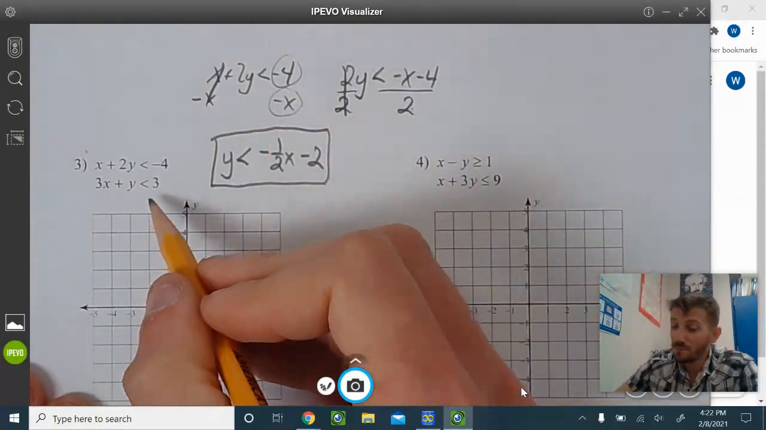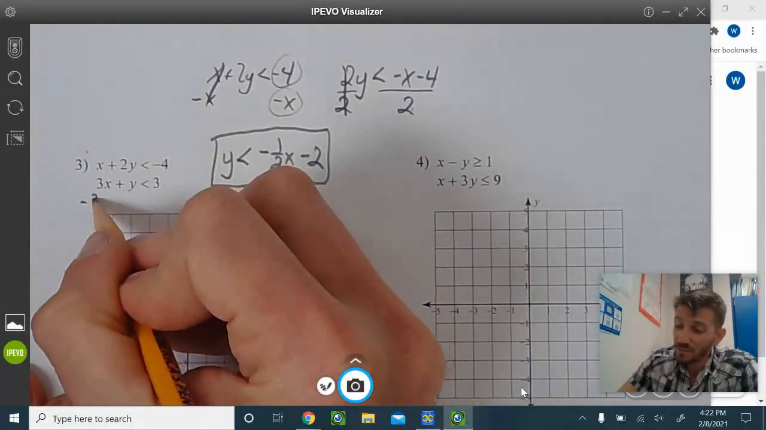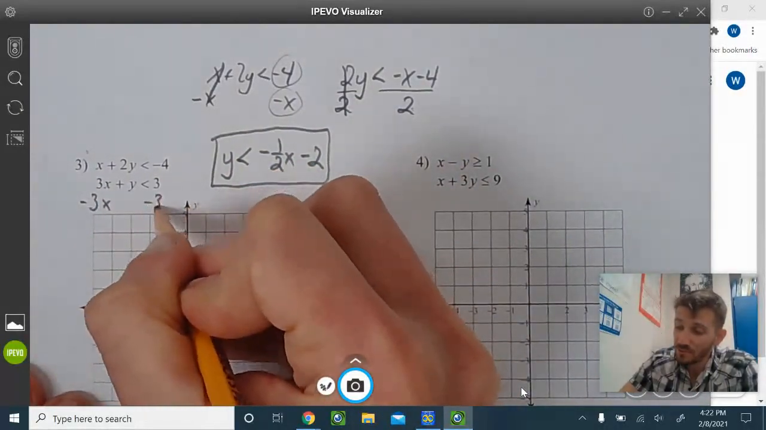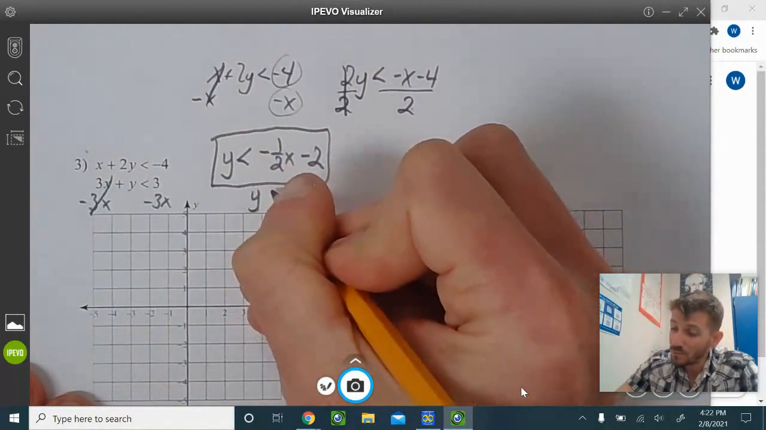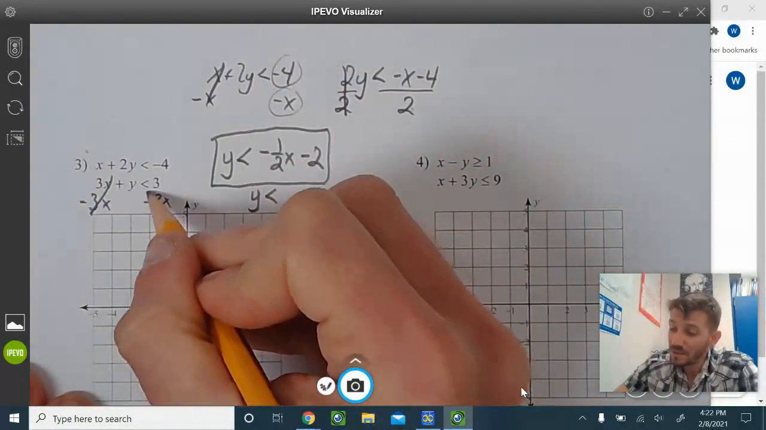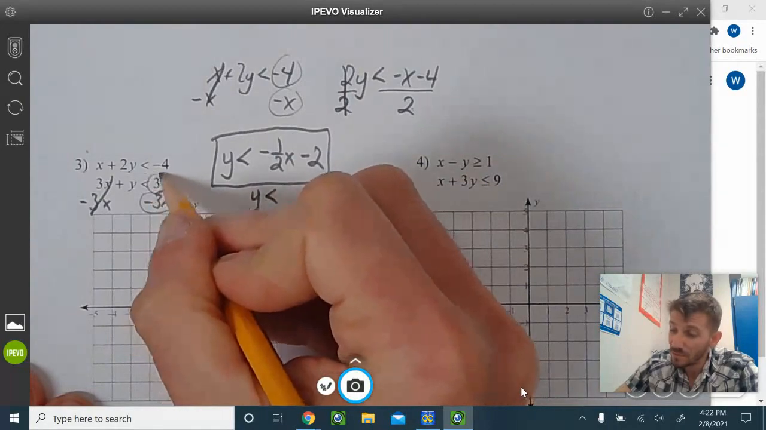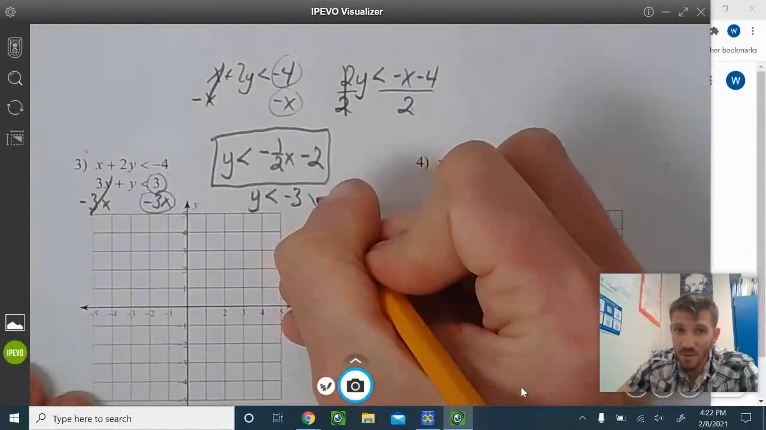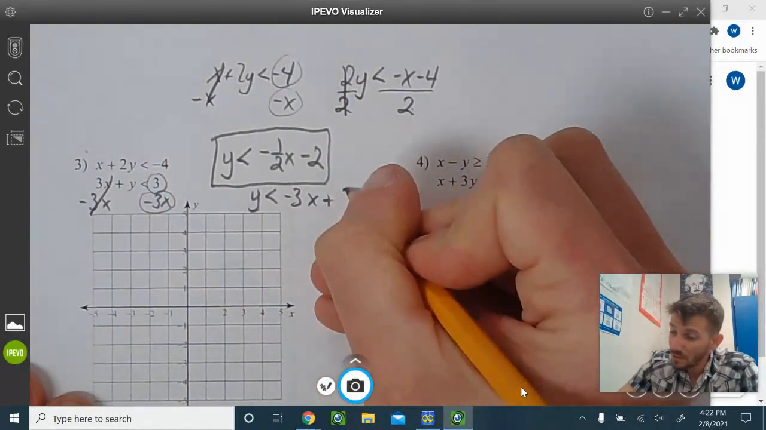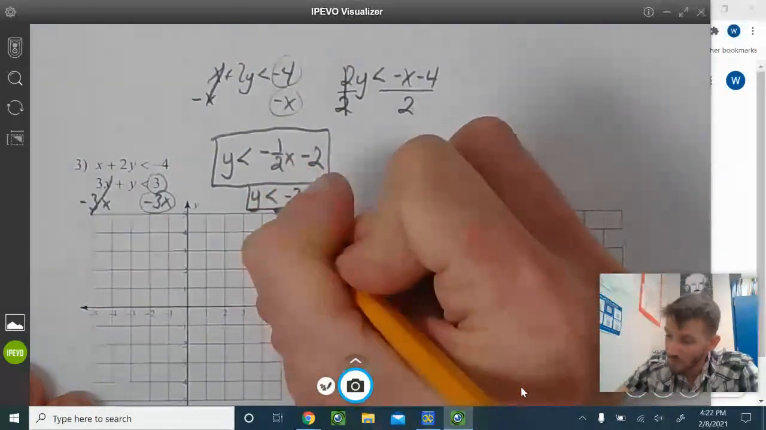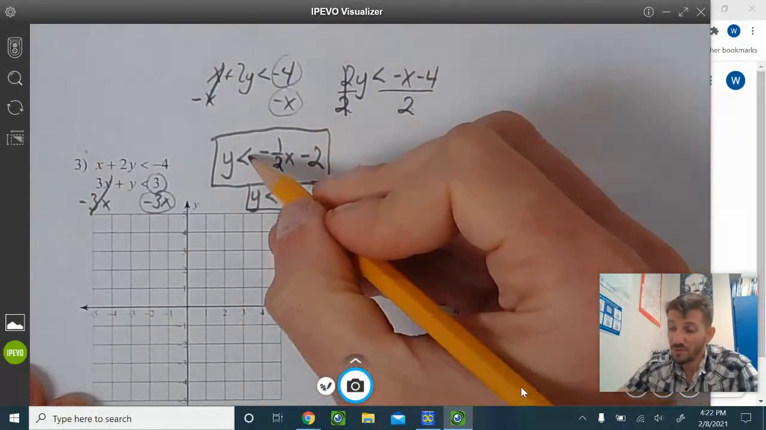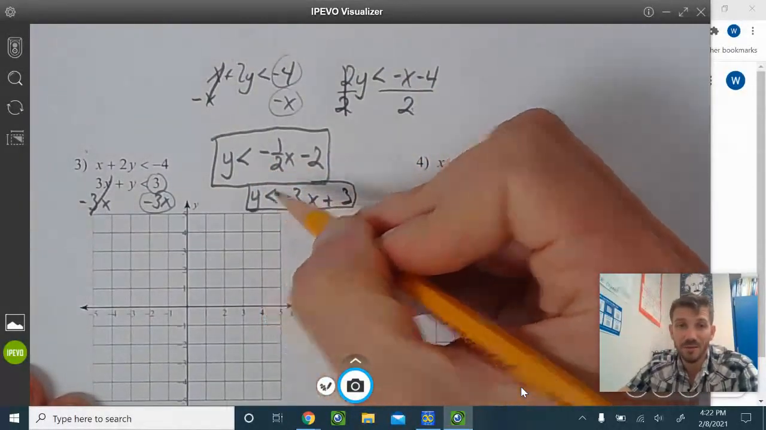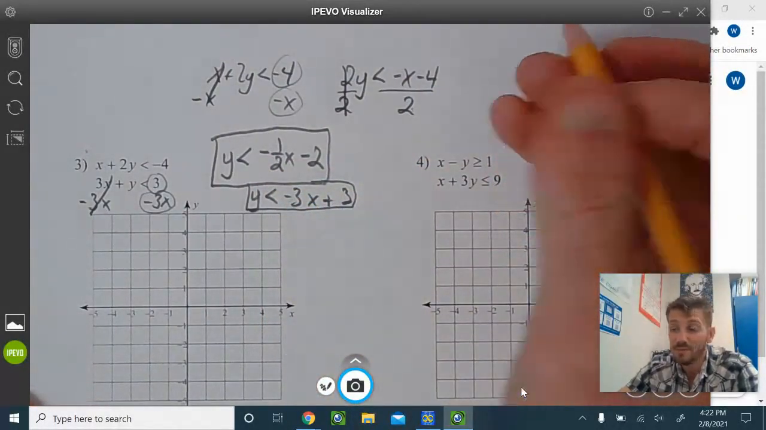Let's solve the other one. The other one can be solved in one step. You would subtract 3x from both sides, and y would be less than negative 3x plus 3. And there's our two equations. Okay, we're going to notice that both of these inequalities are not underlined, therefore they're both dotted lines.